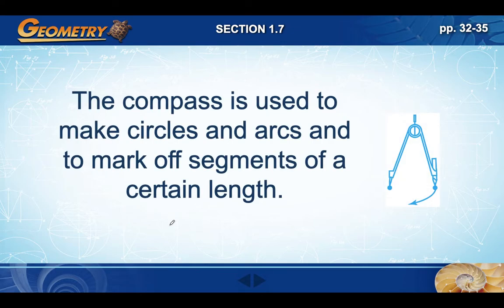This is your compass. You're supposed to pick one up, and a protractor. If you didn't already have one at home, you will be needing those. So if you haven't gotten one, you either need to go buy one or there were some at school. Go pick those up. So the compass is used to make circles and arcs, and you can, like the screen says, mark off segments of a certain length.